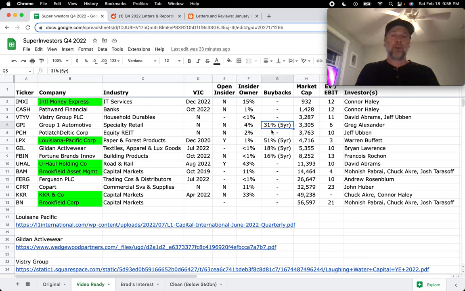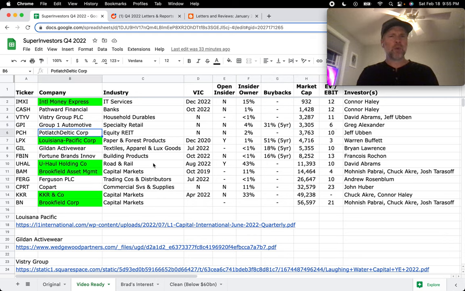Buybacks, decent, pretty solid. 31% of shares retired over the last 5 years. So pretty strong tailwind there with buybacks if it remains cheap. You can see enterprise value to EBIT of 6. Quite low. I don't know how that tends to be right now in terms of other auto retailers. So that would be something to understand if I were wanting to dig into this more, but I'm just not.